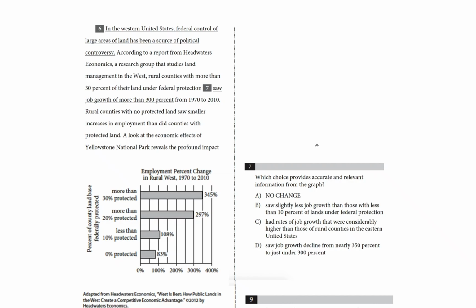Which choice provides accurate and relevant information from the graph? So you're likely to see 1 to 2 of these on your exam. And the data in the graph might not always look the way it does in this particular video.